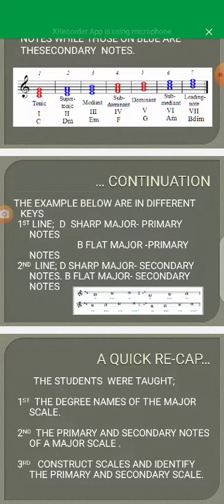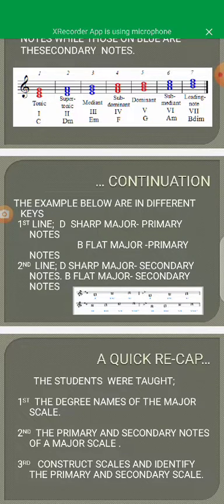So take a closer look at the picture while I read. The examples below are in different keys. First line, the D sharp major. Look at D sharp major in the first line, the left hand side. You're going to find out that it is a chord 1, chord 4, and chord 5. And it's on a D sharp major because it's having two sharps.